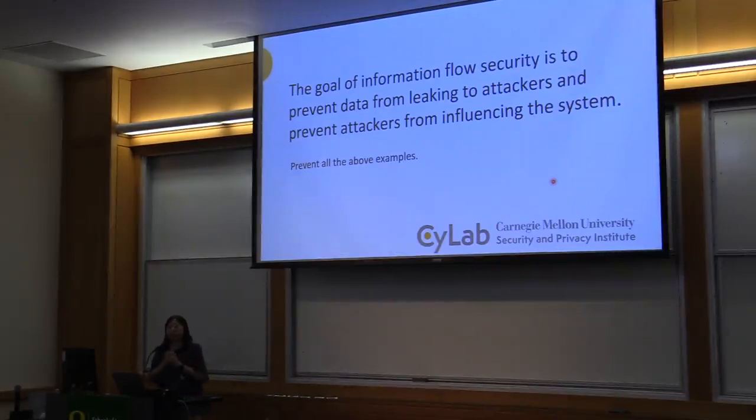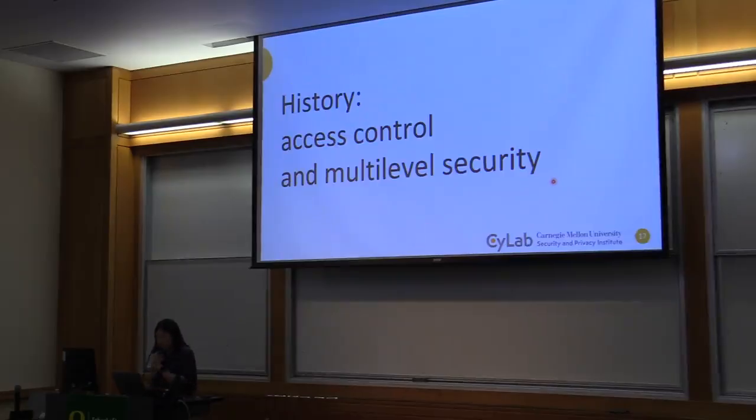So you have bad examples, right? The goal of information flow security is trying to prevent data from leaking to attackers, and also prevent attackers from influencing the system. All the examples are counterexamples of an information flow secure system. So all the examples I showed you actually violate information flow security. Okay, so now I'm going to go into history a little bit.